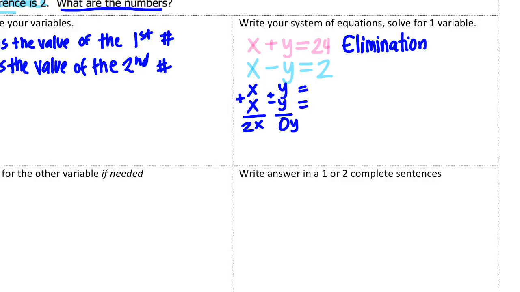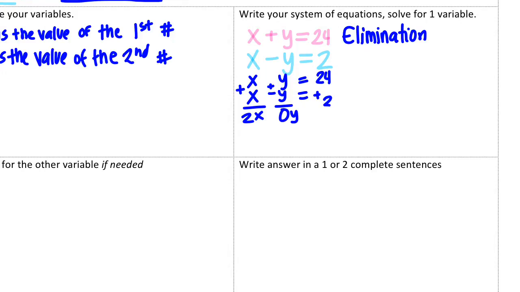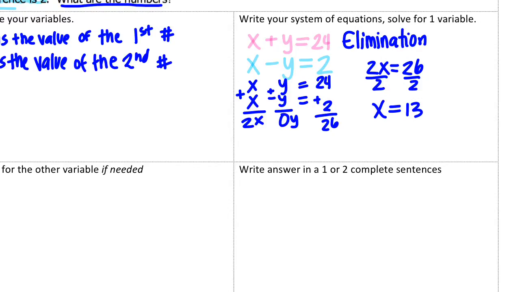And I also have 24 plus 2 equals 26. So here I'm left with 2x equals 26. And I can divide by 2 on both sides. This means x has to equal 13. Okay, so I solved for one of my variables.